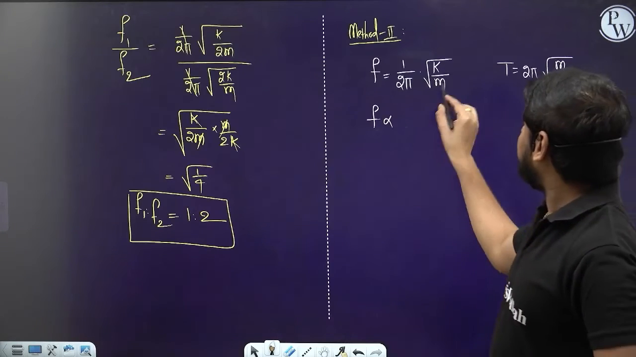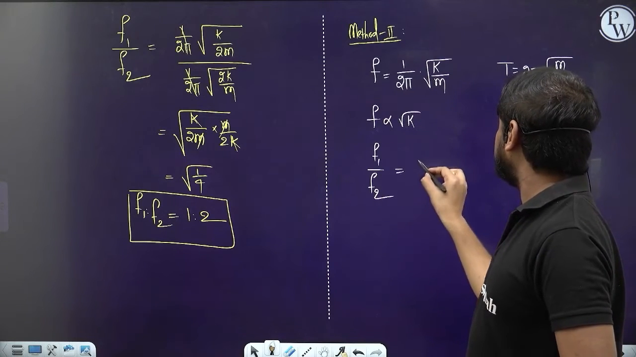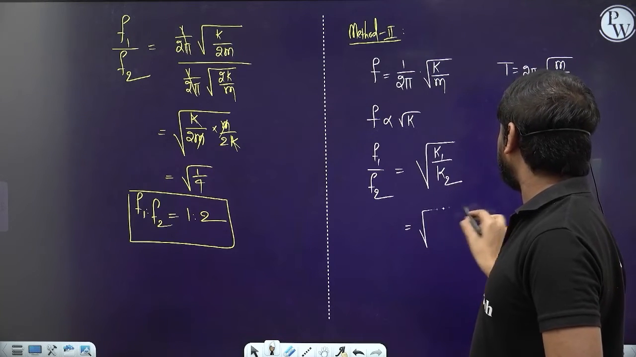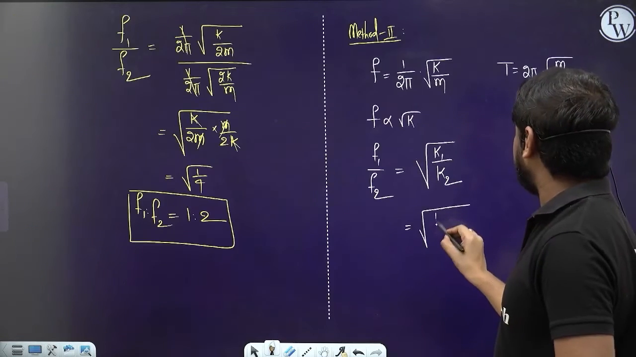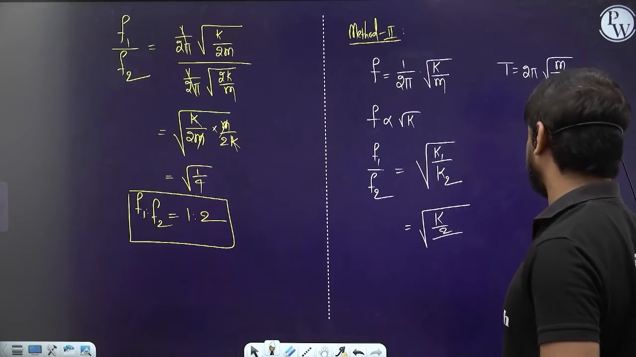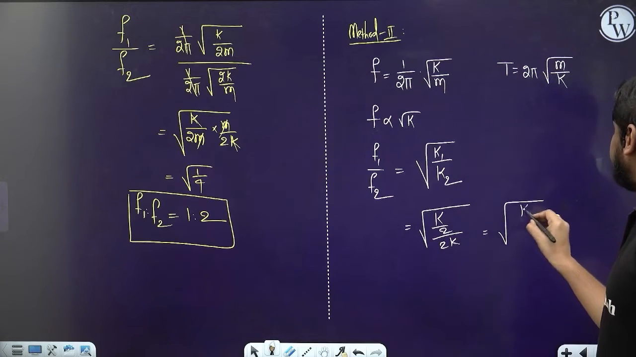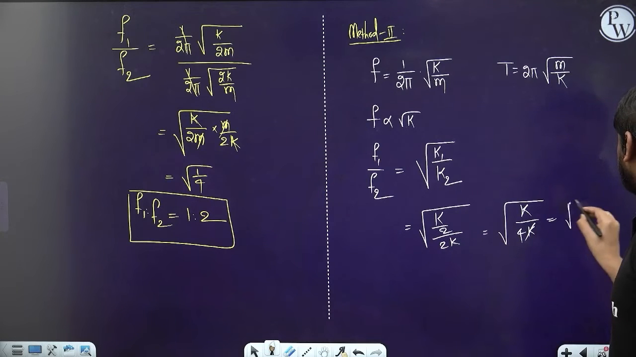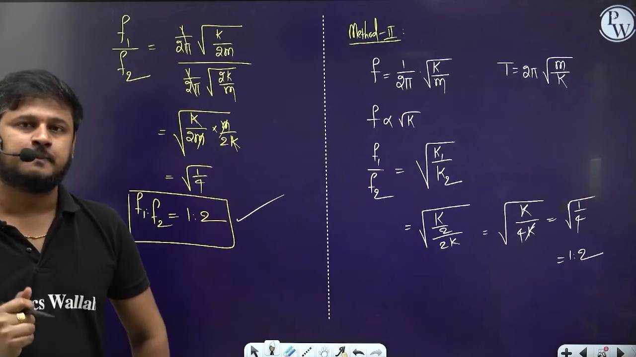So the frequency is directly proportional to root k. So I can write f1 by f2 is equal to root over k1 by k2. In the first case the k1 is k by 2, and in the second case this one is 2k. So root over k by 2 into 2k, which becomes 4k. K cancels, so 1 by root over 4, which is nothing but again 1 is to 2. So we got the same answer by both the methods. Understood guys? Clear?